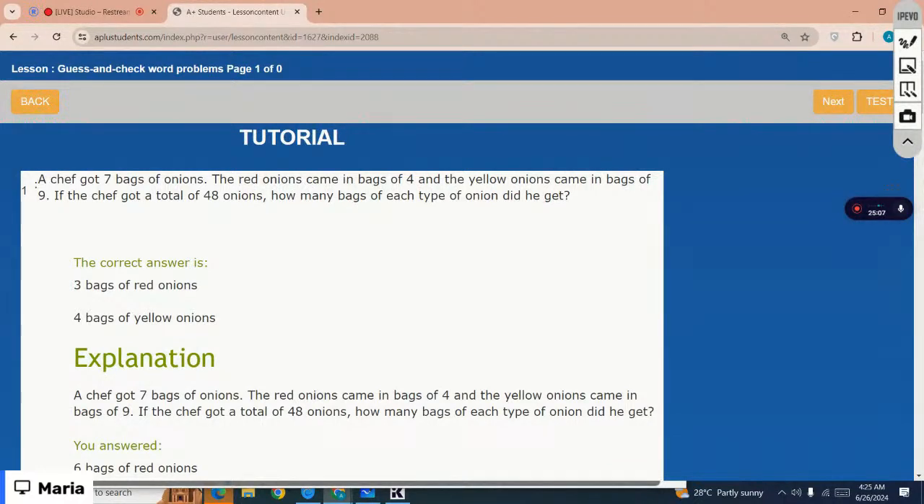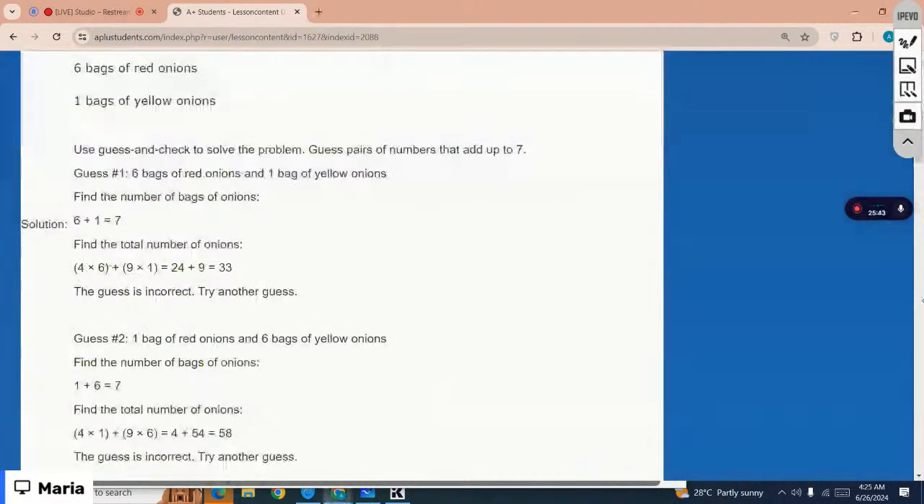A chef got 7 bags of onions. The red onions came in bags of 4 and the yellow onions came in bags of 9. If the chef got a total of 48 onions, how many bags of each type of onion did he get? So which is the correct option? The chef got 7 bags in total, right?